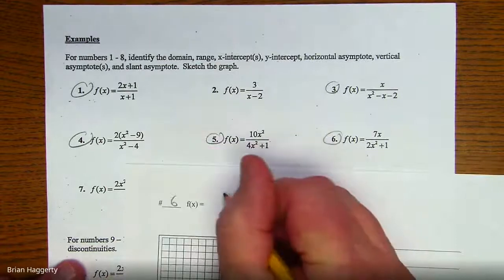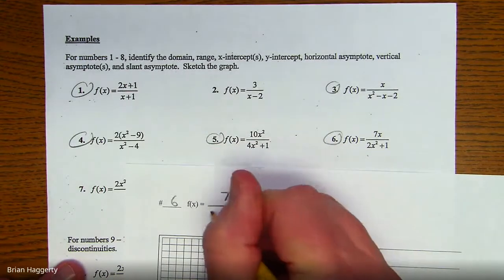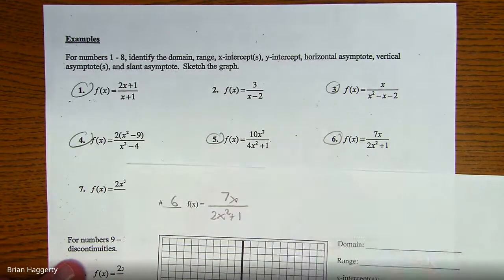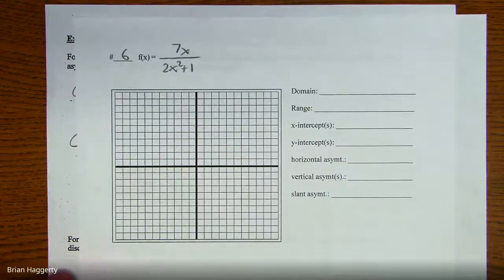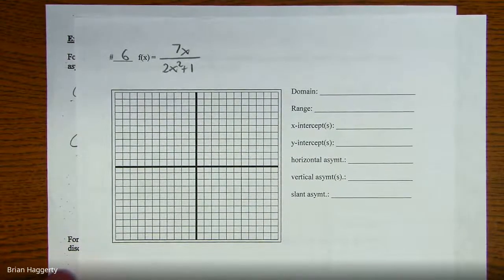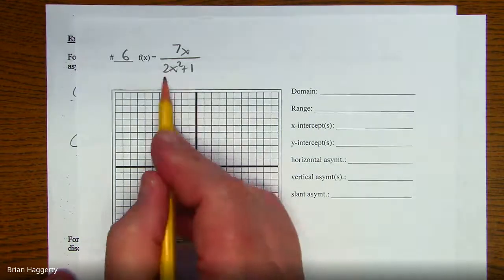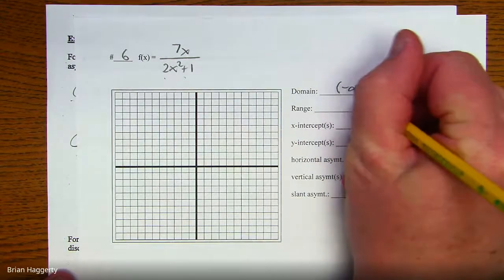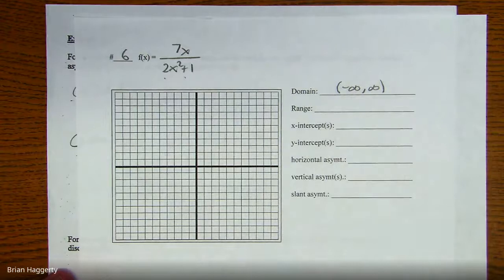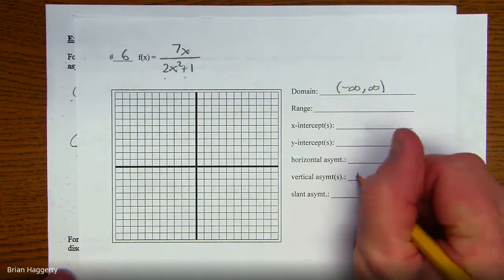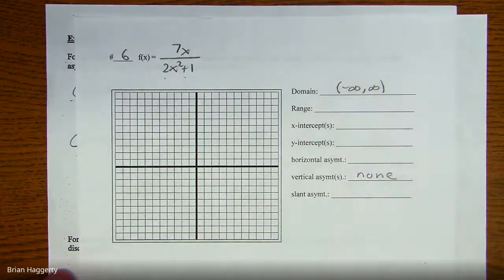For number 6, we have 7x over 2x squared plus 1. Domain, all real numbers except for when the bottom of the fraction is equal to 0. That can never be 0. So your domain is all real numbers. If your domain is all real numbers, you can't possibly have a vertical asymptote.